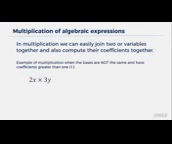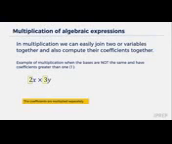For example, if we have x times y, this will simply give us xy. But what if they have coefficients that are greater than 1? For example, if we have 2x times 3y, we have to multiply the coefficients separately. So we will multiply 2 and 3 separately to give us 6, and we will also multiply the x and y to give us xy. So this will give us 6xy.